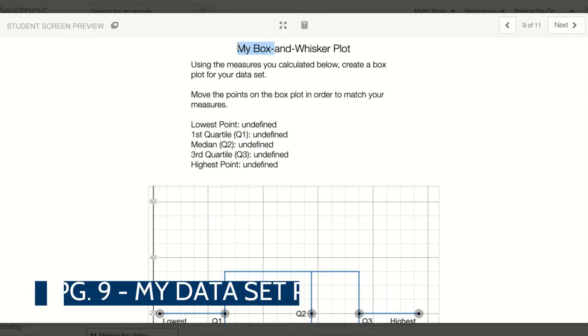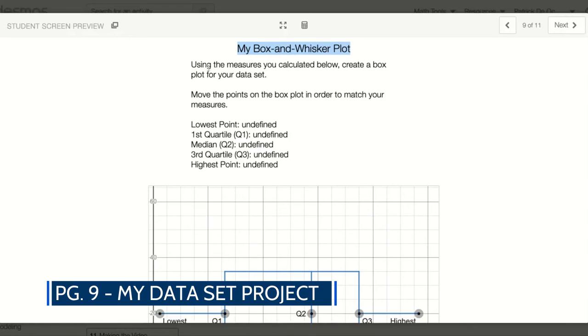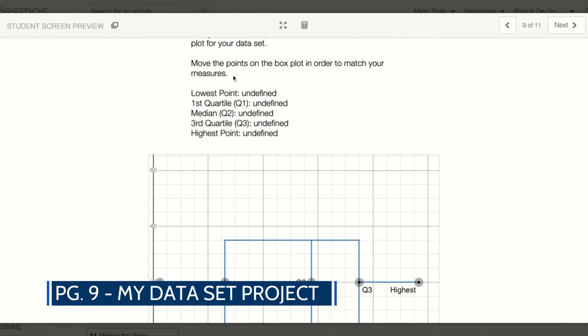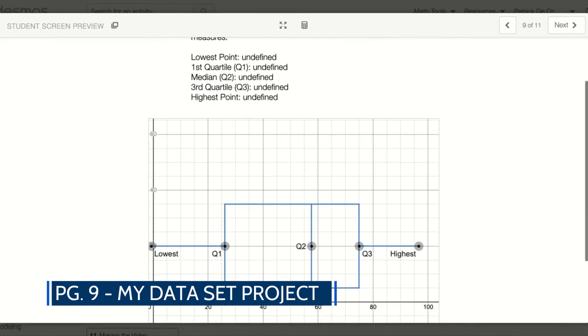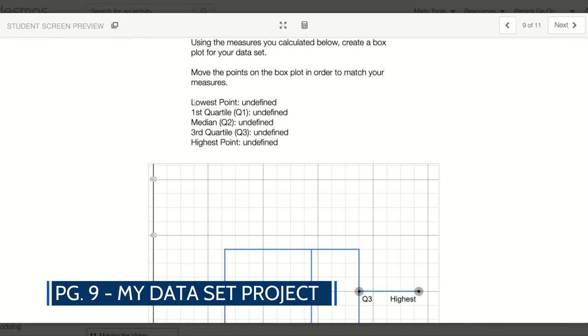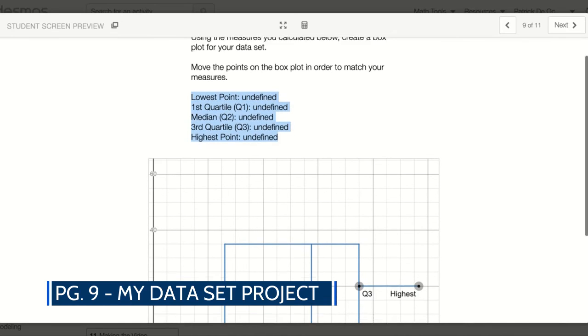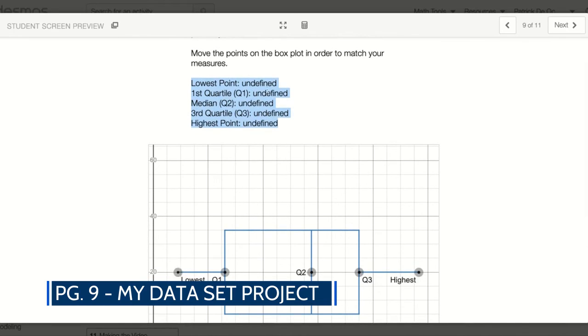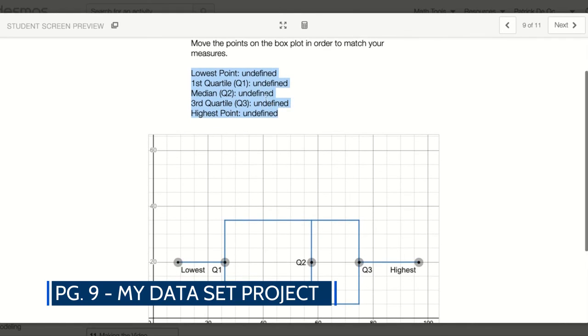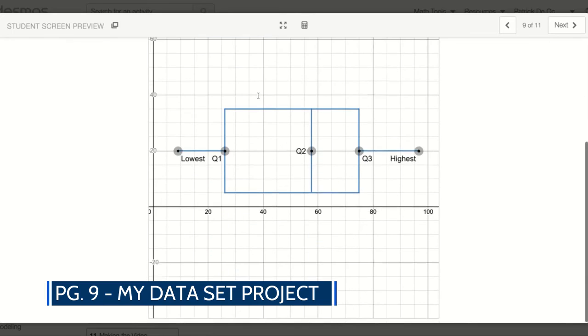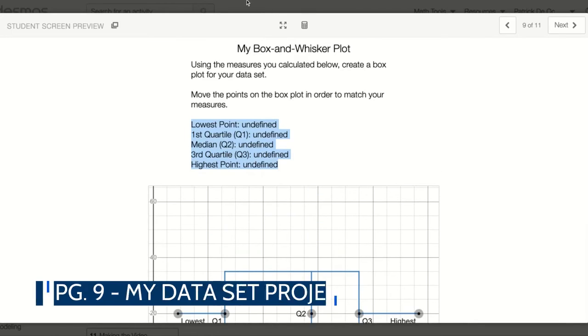The title is My Box and Whisker Plot. Using the measures you calculated below, create a box plot for your data set. Move the points on the box plot, just like this, in order to match your measures. And I believe as you move this, the numbers will change. Or I think you have your numbers here from the previous pages. So if you did the previous pages, your numbers will show up here. And that is page 9.